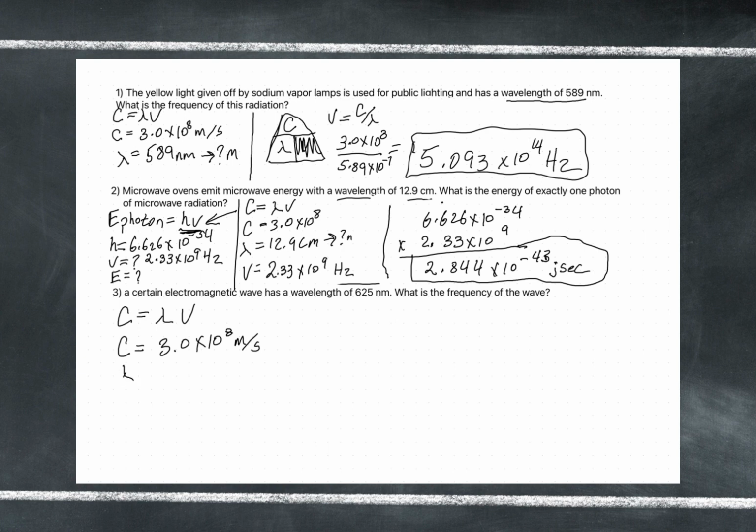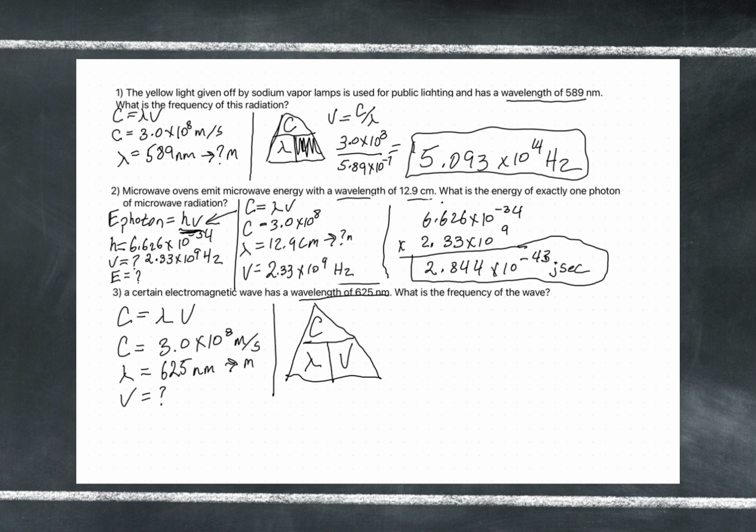and we know lambda is 625 nanometers. We need to get that to meters, and we do not know our frequency. We're solving for that. Okay, if I put up my triangle again, c, lambda, v, let's see if I can draw this out. No, I'm so great at this.